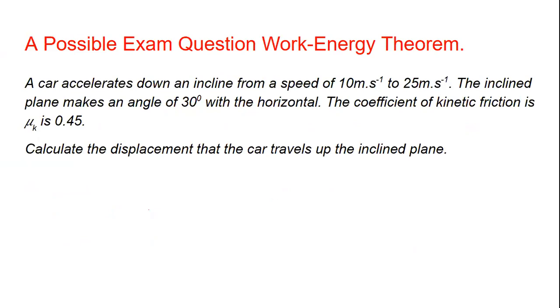Now, I made this question up, but it seems like a good question to put in exams. A car accelerates down an incline from a speed of 10 meters per second to 25 meters per second. The inclined plane makes an angle of 30 degrees with the horizontal, and the coefficient of kinetic friction is mu k equal to 0.45. Calculate the displacement that the car travels up the inclined plane.